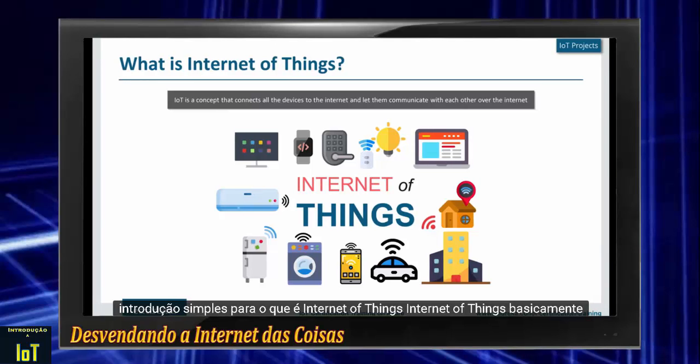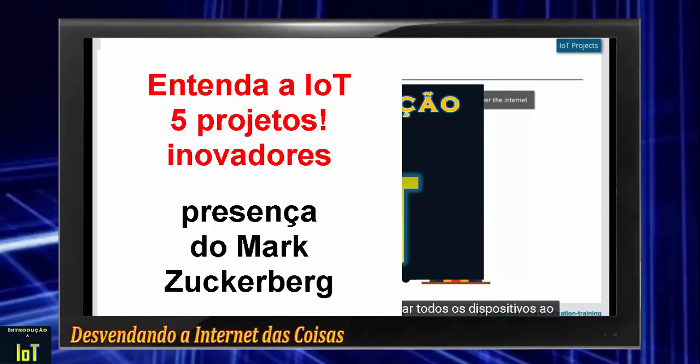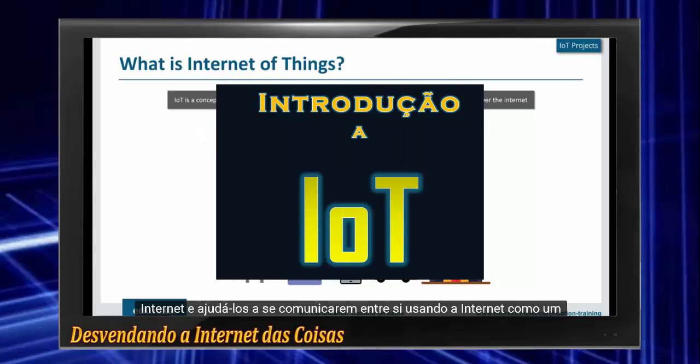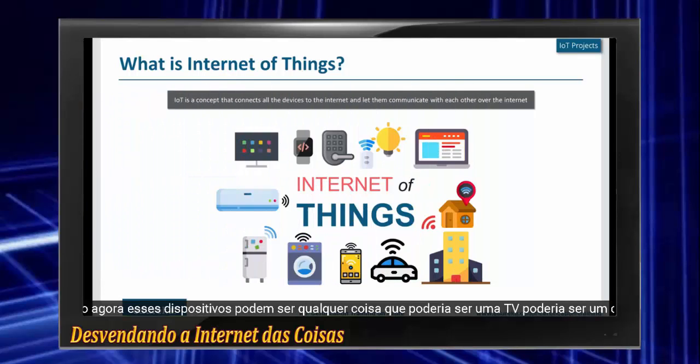What is Internet of Things? Internet of Things basically is a concept or a technology which aims to connect all the devices to the internet and help them communicate with each other using the internet as a medium. Now these devices can be anything. It could be a TV, it could be a mobile phone, it could be a watch, even your car as such. Anything that can be connected to the internet can be considered as a device for Internet of Things.